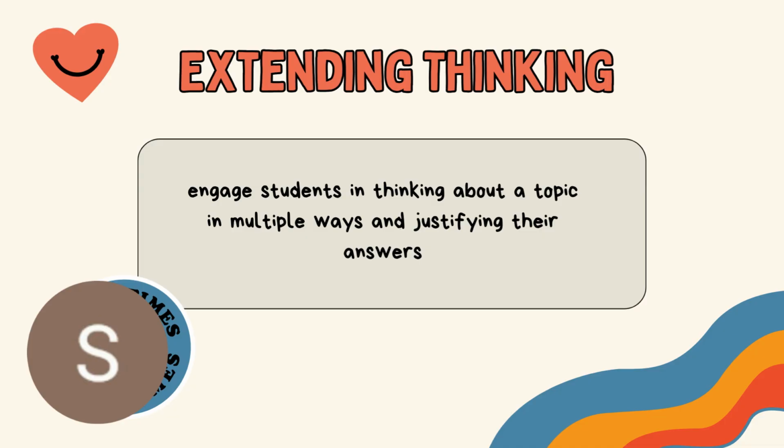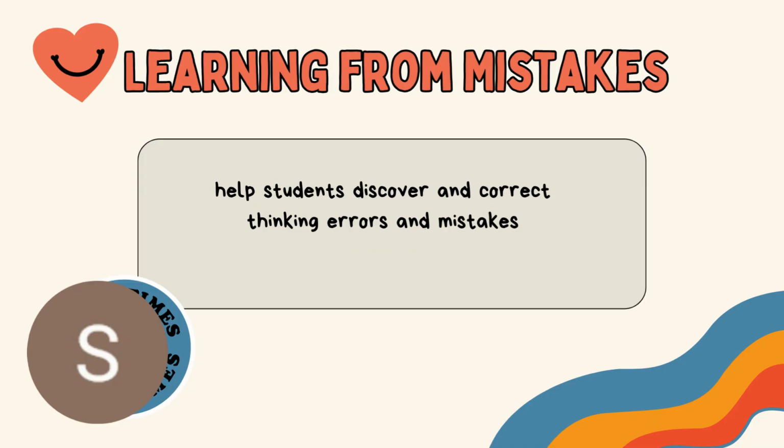Extending thinking. This is where we engage students in thinking about a topic in multiple ways and justifying their answers. We all know as teachers that learning requires thinking. So, well designed learning tasks allow kids to think about a topic in multiple ways or think through a topic to arrive at a more complete and justifiable answer or answers. Often learners stop too early in their thinking or in the learning process. Learning from mistakes helps students discover and correct thinking errors and mistakes.